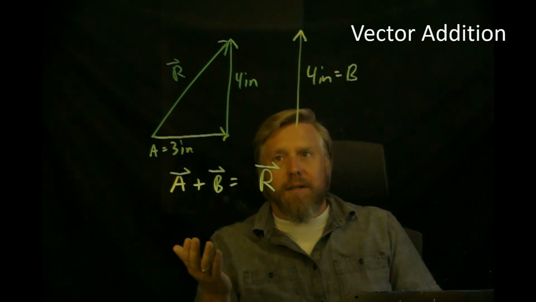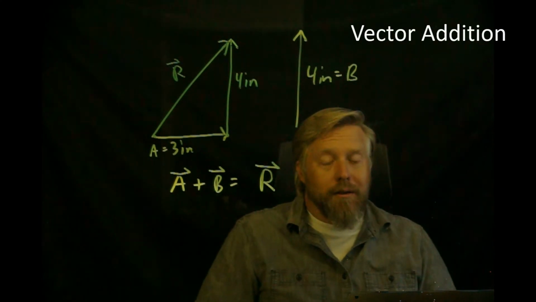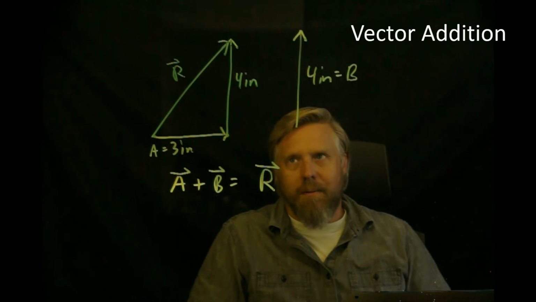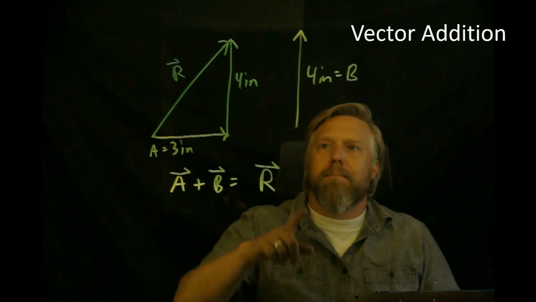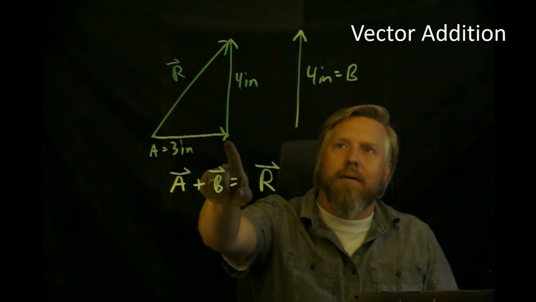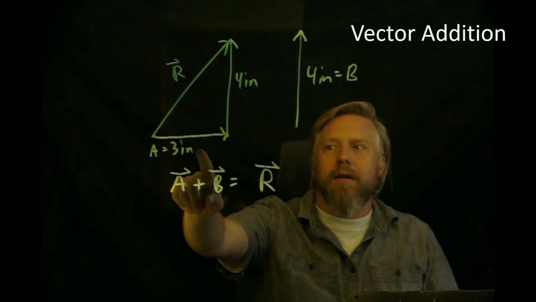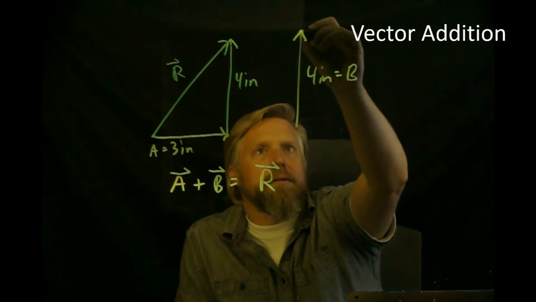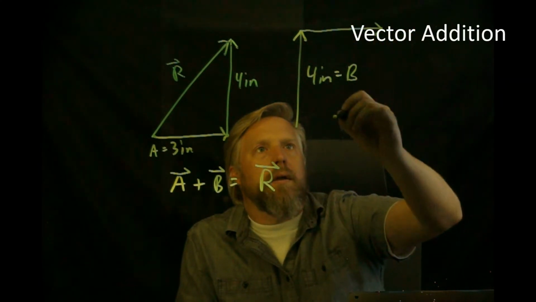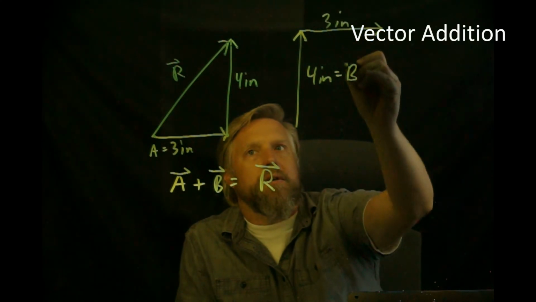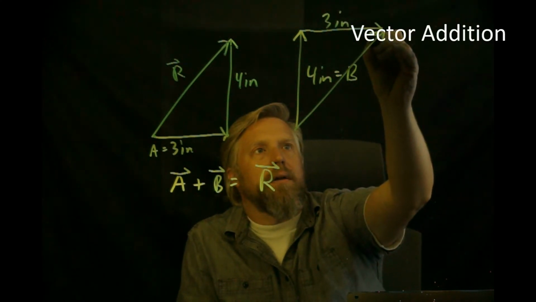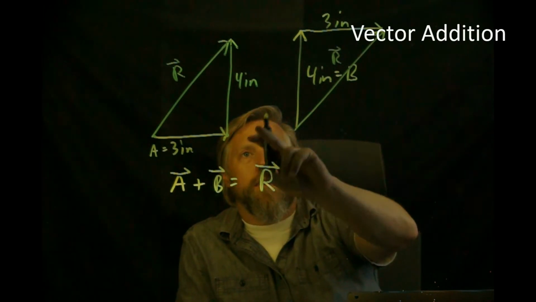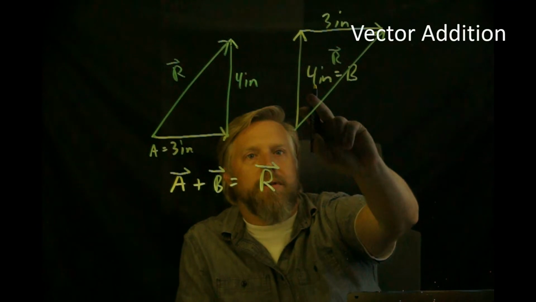But first, let's talk about the parallelogram law. This is triangle construction, but it's very similar to the parallelogram law. I chose to slide B to the tip of A. Well, what if I had instead taken A and put it on the tip of B? Well, that would look like this. This would be A of 3 inches, and you can see we get the exact same resultant vector. It doesn't matter whether we choose this side of the parallelogram or this side.